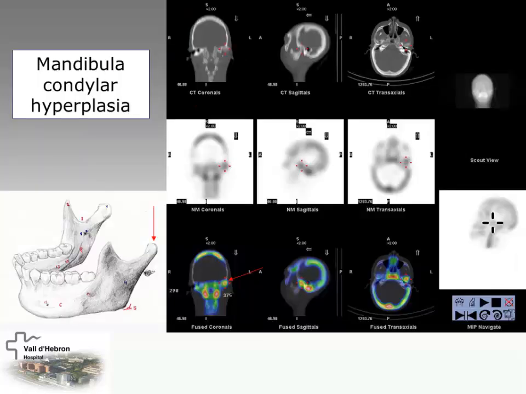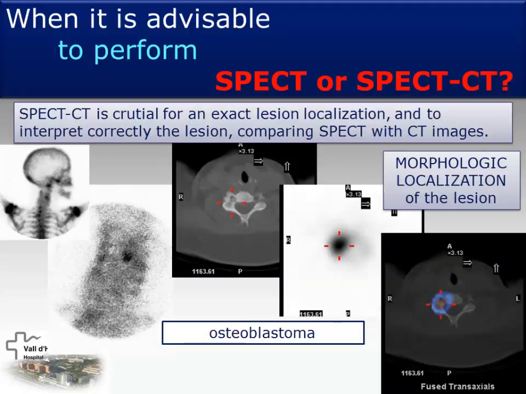In this case, for example, of condylar hyperplasia, the SPECT-CT images help a lot, looking at the fused images to see that really the hypermetabolism is in the condyle. Or in this other case, it's an osteoblastoma in a cervical vertebra, and the planar images or the pinhole images here are clear, but the SPECT-CT images are much clearer and help us to localize the lesion very well.